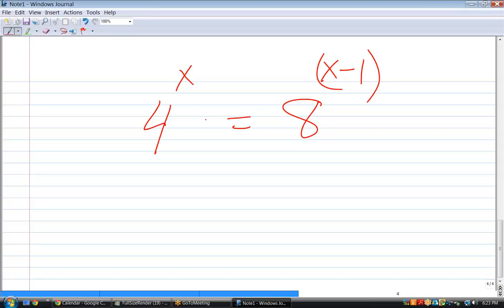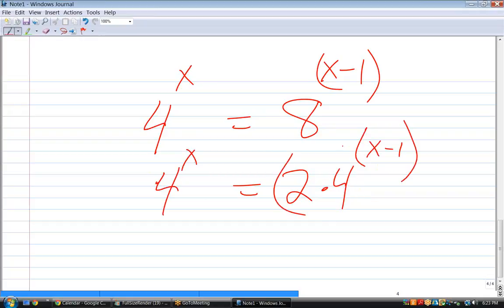But a lot of people would make the mistake of making the 8 look like 2 times 4, which seems to be a reasonable thing to do, but you can't get anywhere now. That doesn't help. I can't then apply the rules of exponents and equate the exponents. So it's only if I have a common exponential base that I can do it.